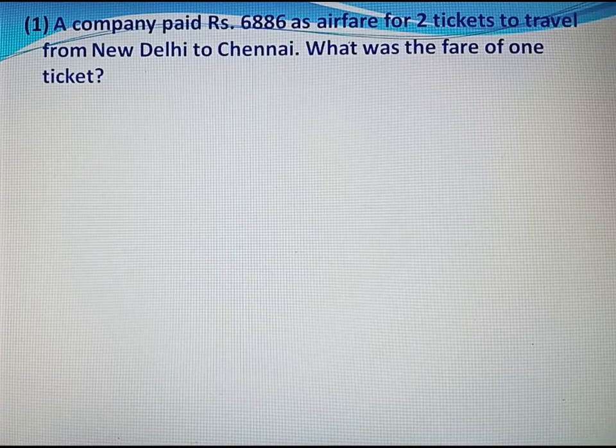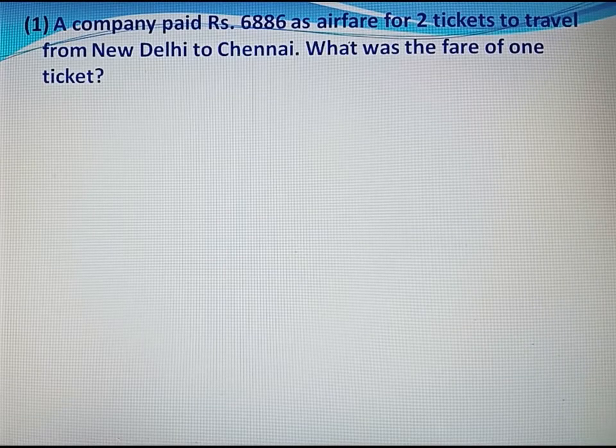Now, word problems on division. Question number 1. A company paid rupees 6,886 as airfare for 2 tickets to travel from New Delhi to Chennai. What was the fare of one ticket?